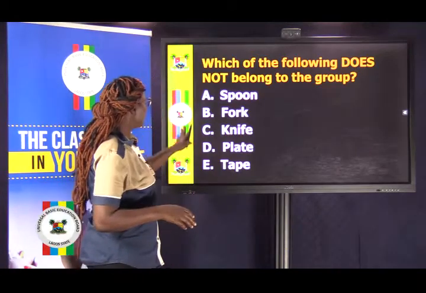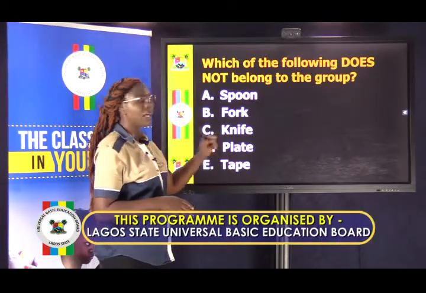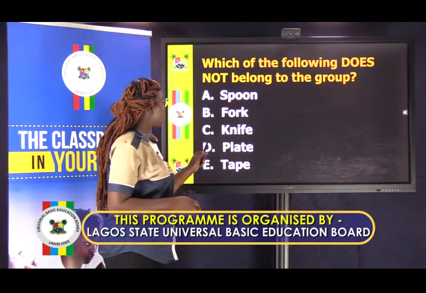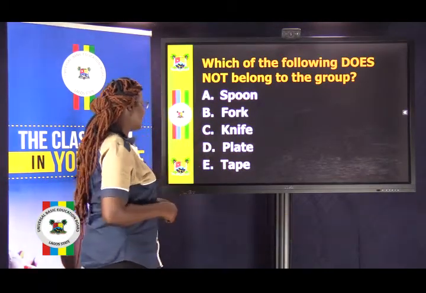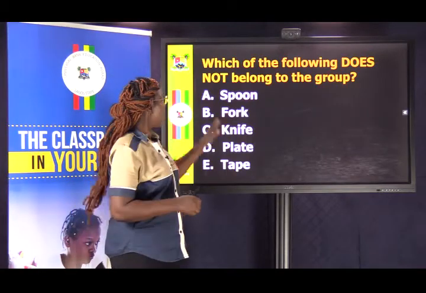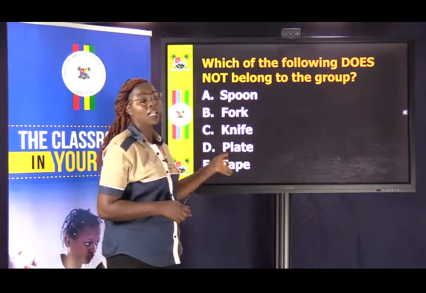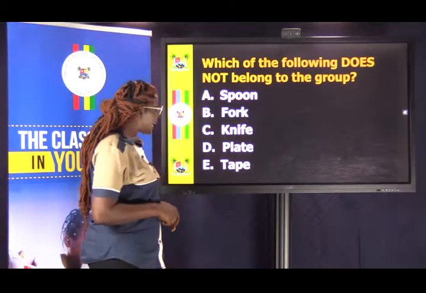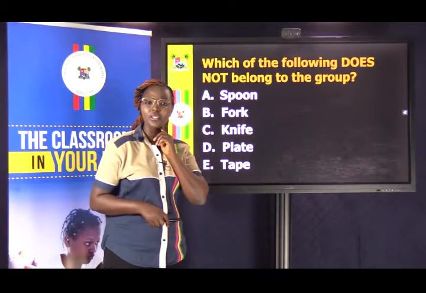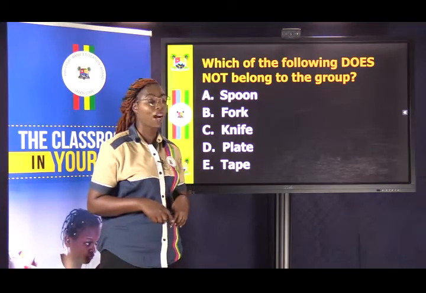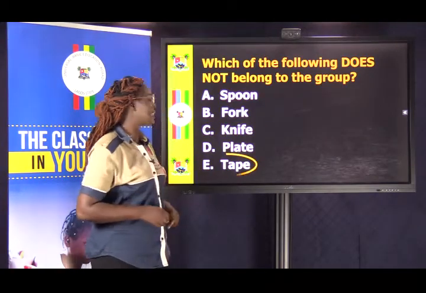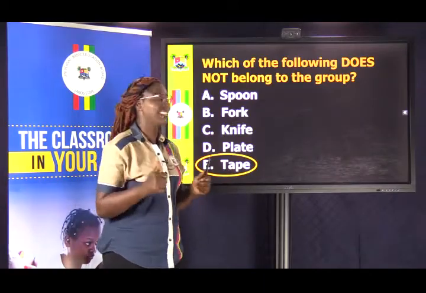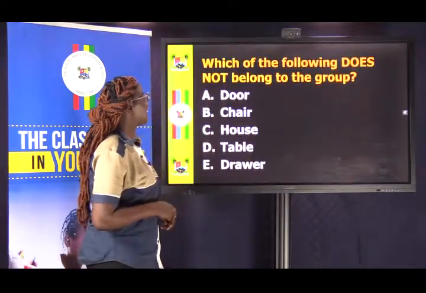Okay, so let me read out the options to you and we pick the one that doesn't belong to that group. Spoon, fork, knife, plate, tape. Of course, spoon, fork, knife, plate, we use them in the kitchen, right? They are utensils. But tape, is tape a utensil? No, it is not, right? So I'm very sure the answer will be tape. Did you get it correctly? Yes, I said it. Okay, another one.